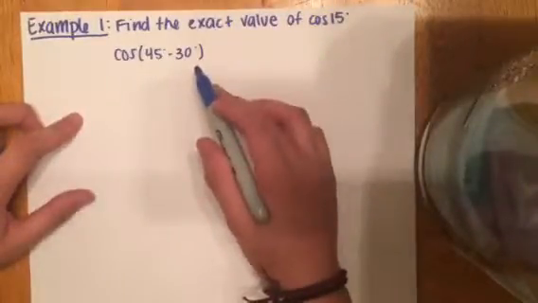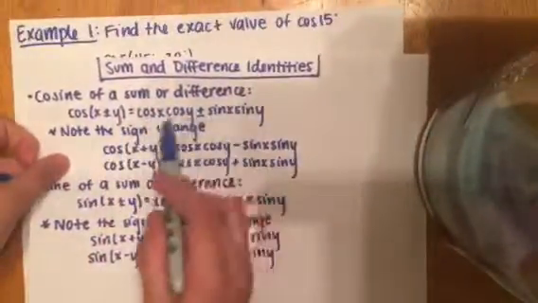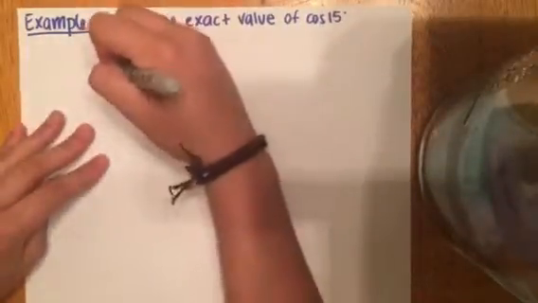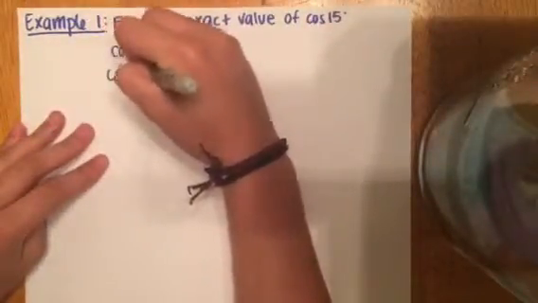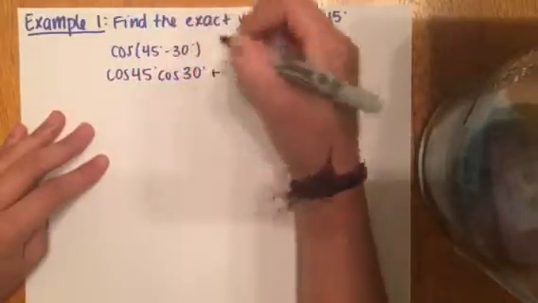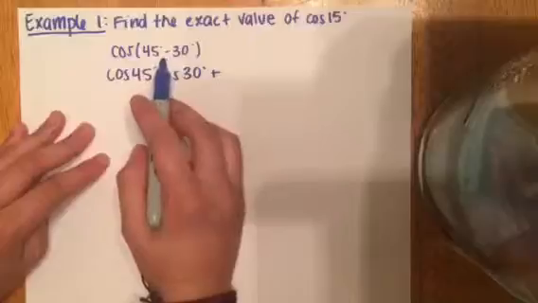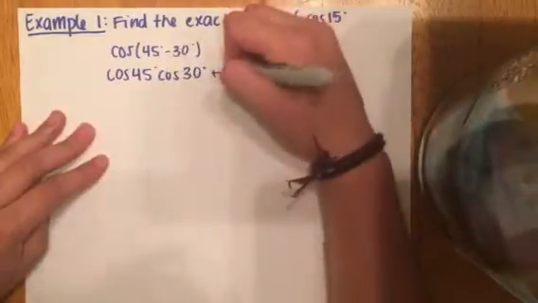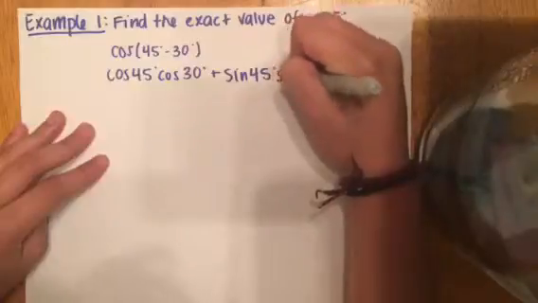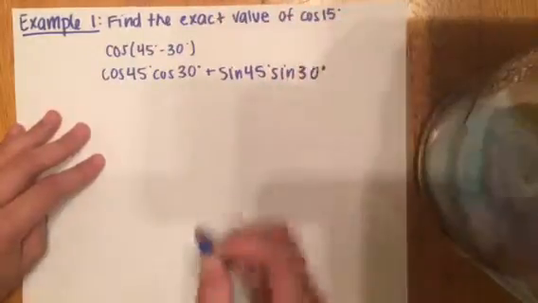And so now I'm going to expand it even more using the first formula, the one for cosine. I'm going to expand it into this. So it's going to become cosine of 45 degrees times cosine of 30 degrees plus, because you have to remember there's a sign change for cosine, sine of 45 degrees times sine of 30 degrees.